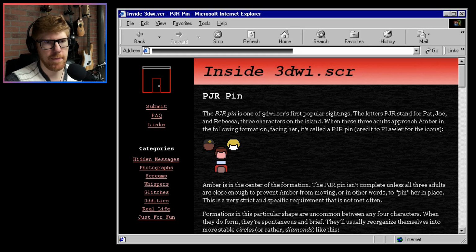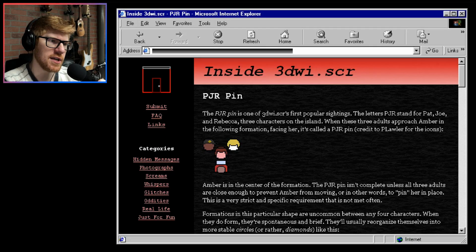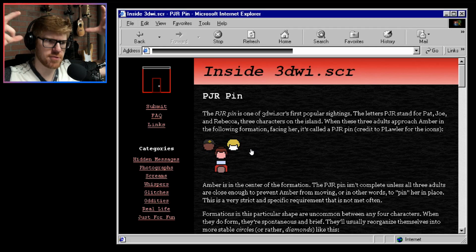Okay, PJR Pin. The PJR pin is one of 3D Whisker's first popular sightings. The letters PJR stand for Pat, Joe, and Rebecca, three characters on the island. Oh, they're characters on the island! When these three adults approach Amber in the following formations facing her, it's called a PJR pin. Credit to P. Lawler for the icons. Okay, so when these three adults, all of them together, approach her, Amber is in the center of the formation.